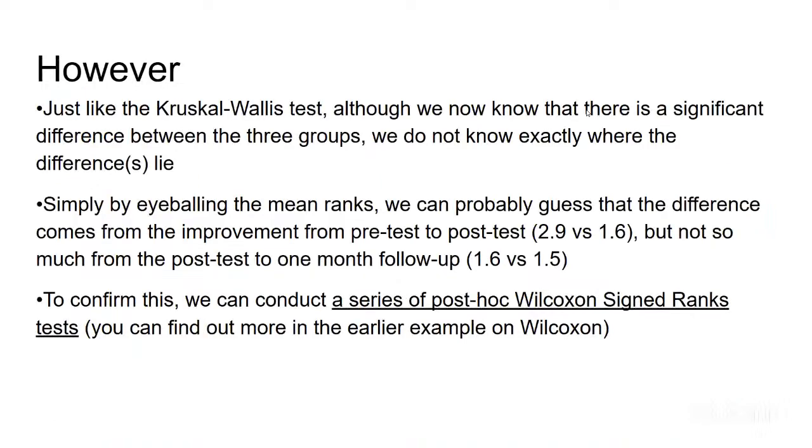Next. However, just like the Kruskal-Wallis test, although we now know that there is a significant difference between the three groups, we do not know exactly where the difference lies. Simply by eyeballing the mean ranks, we can probably guess that the difference comes from the improvement from pre-test to post-test, 2.9 versus 1.6, but not so much from the post-test to 1 month follow-up, 1.6 versus 1.5. To confirm this, we can conduct a series of post-hoc Wilcoxon signed-rank tests. You can find out more in the earlier example on Wilcoxon.